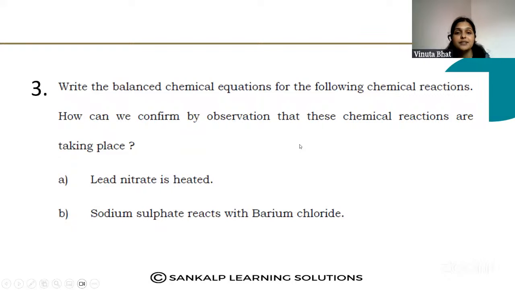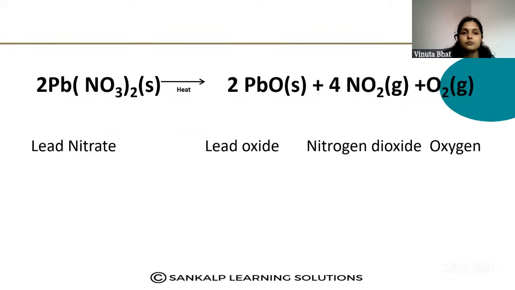Write the balanced chemical equation for the following chemical reactions. How can we confirm the observation that these chemical reactions are taking place? How we can say by observing. Option A, lead nitrate is heated, and B, sodium sulfate reacts with the barium chloride. Okay, so that is the reaction here.